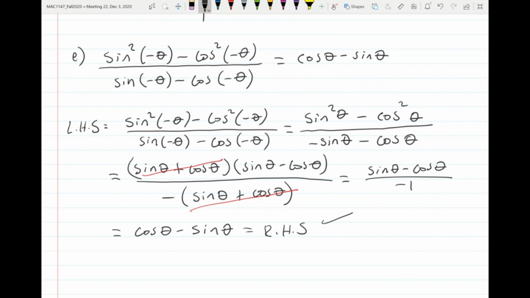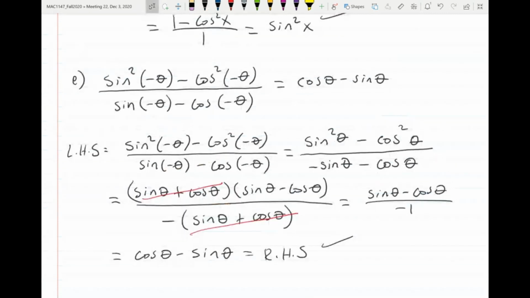Okay, questions on this example? Any questions on this? All right, sounds good.